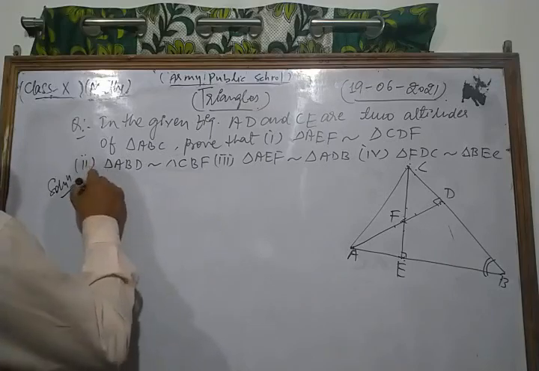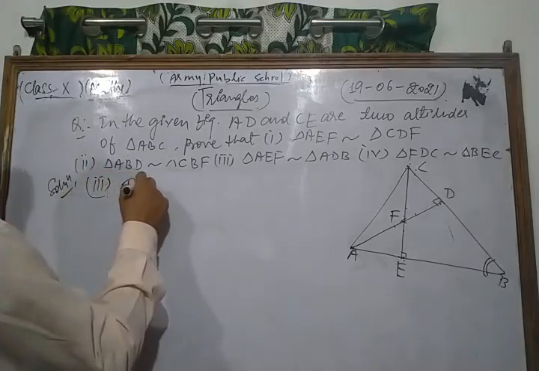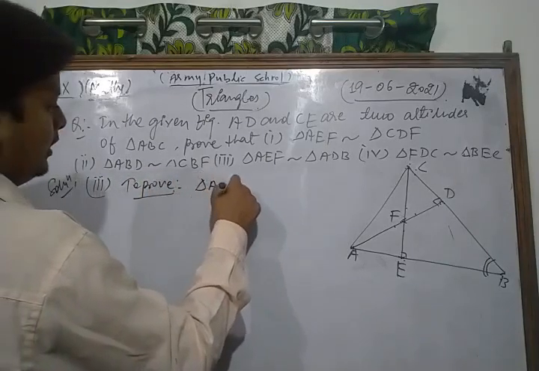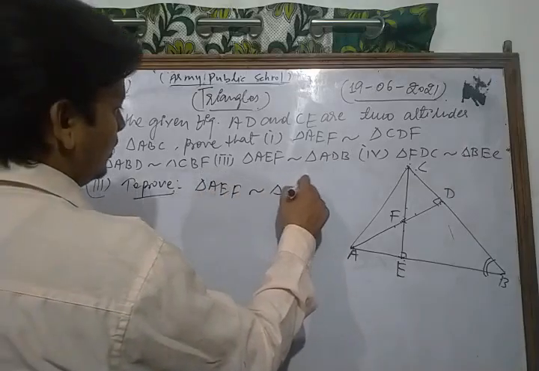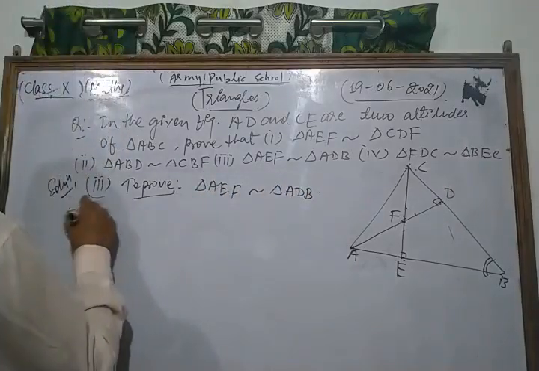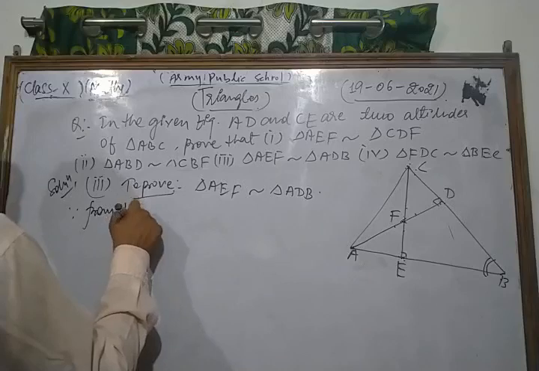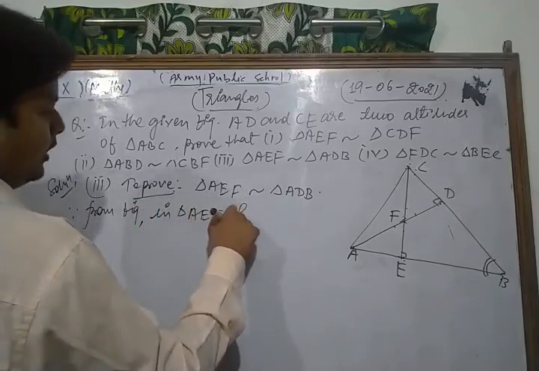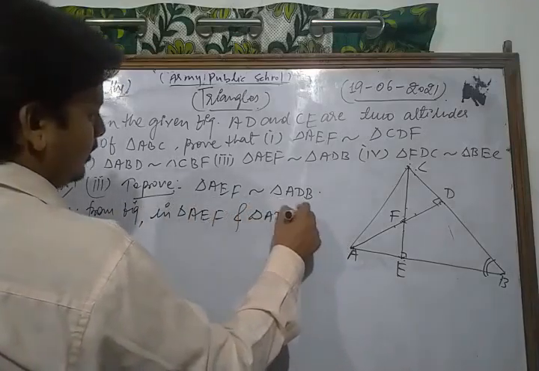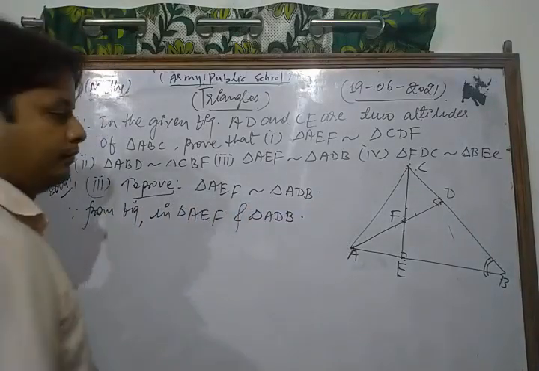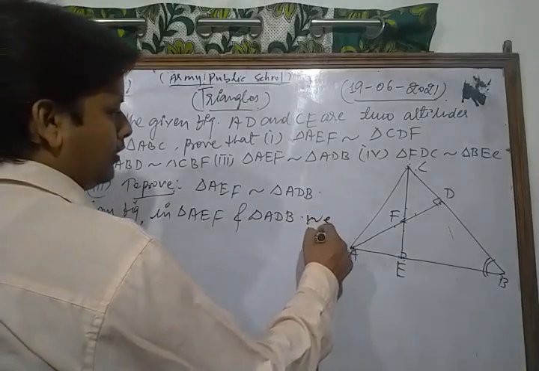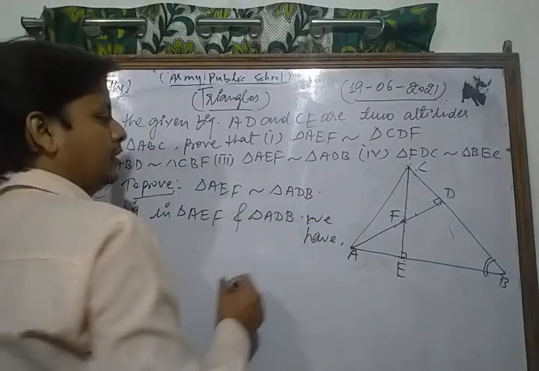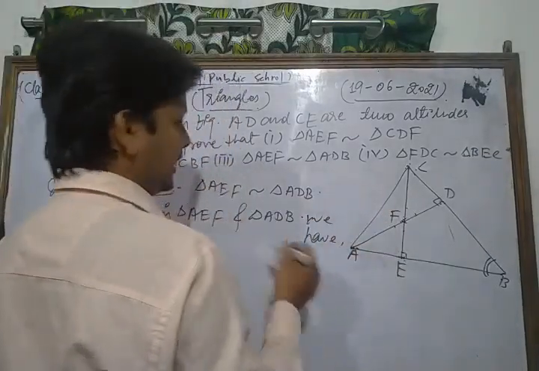Now we take and solve the third part of this question. We have to show that triangle AEF is similar to triangle ADB. Since from figure, in triangle AEF and triangle ADB we have, what we have, let's see. In triangles AEF and ADB.